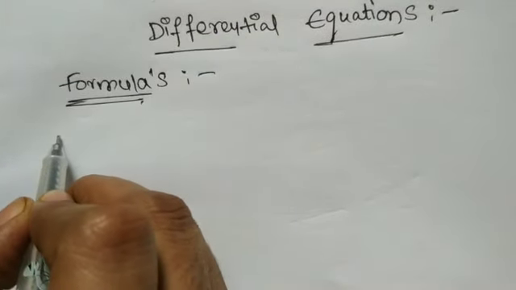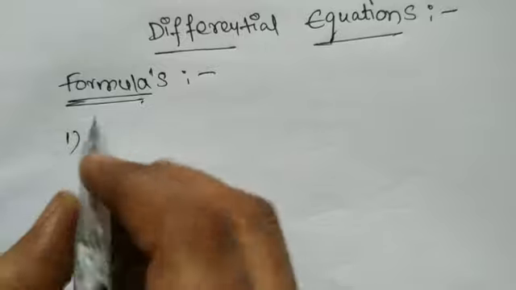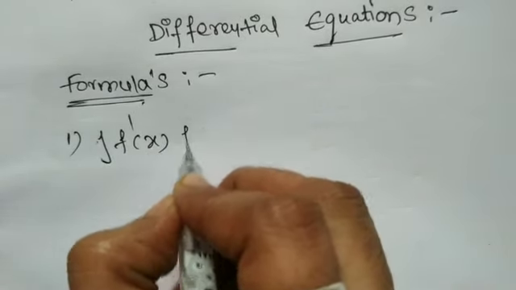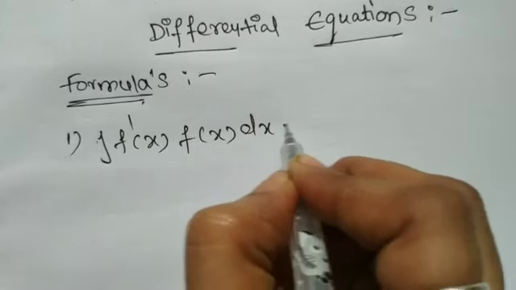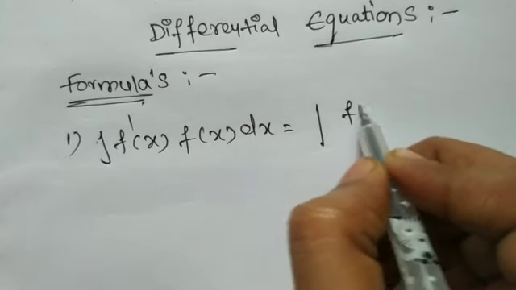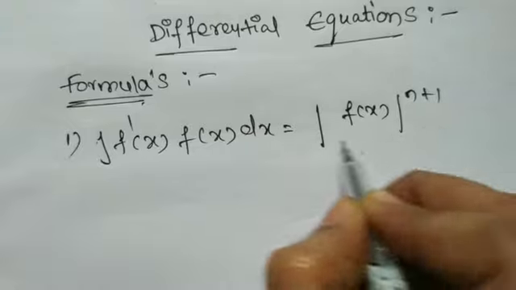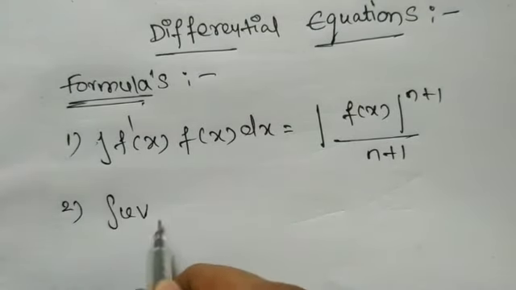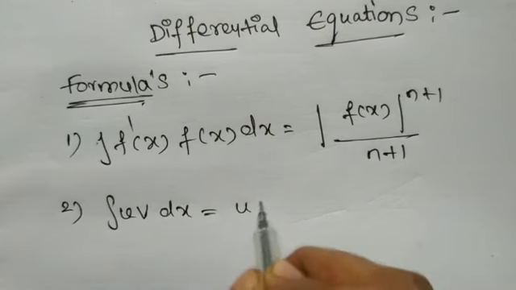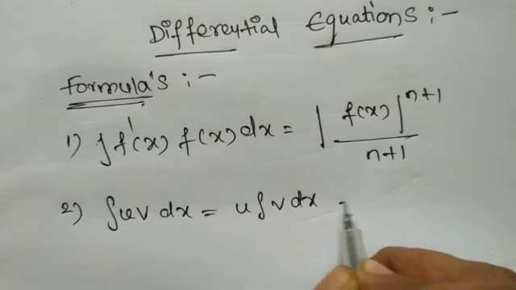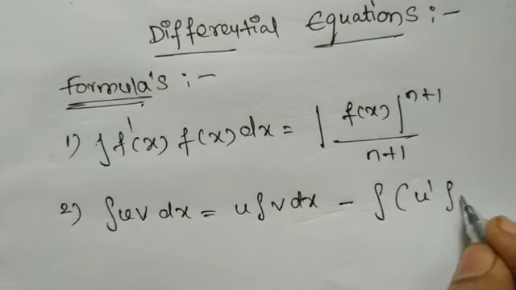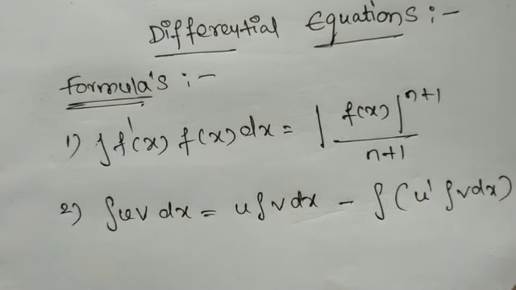So here I am writing the first formula, that is integration of f'(x) into f(x) dx equal to |f(x)|^(n+1) by n+1. Next, integration of uv dx equal to u into integration of v dx minus integration of u' integration of v dx, into whole dx.